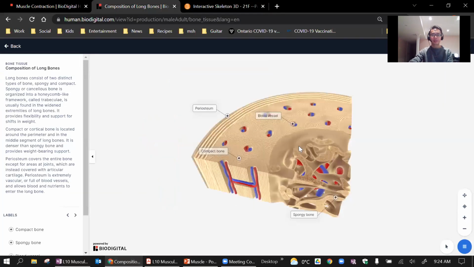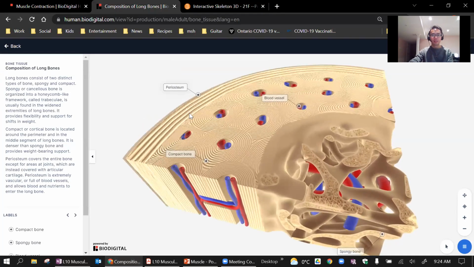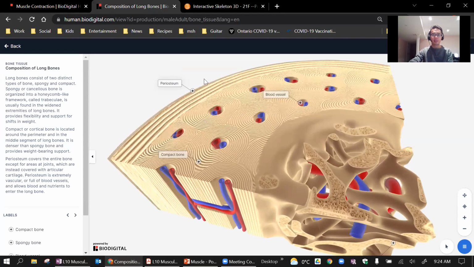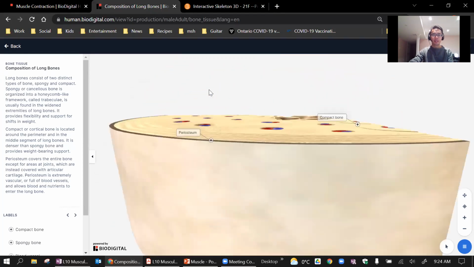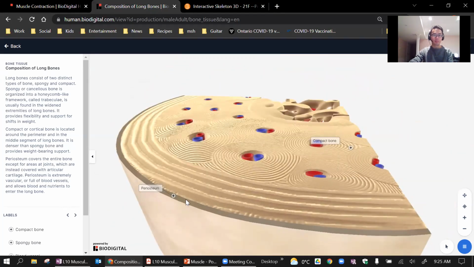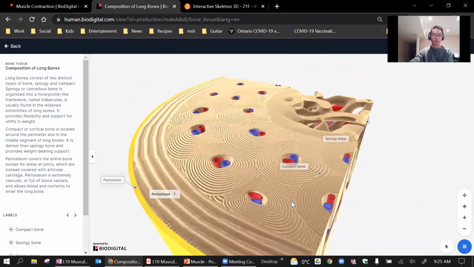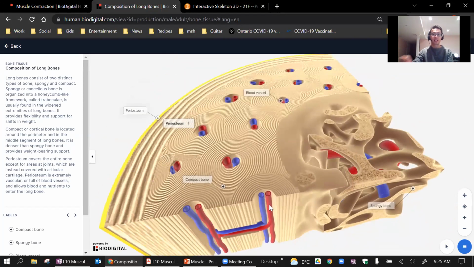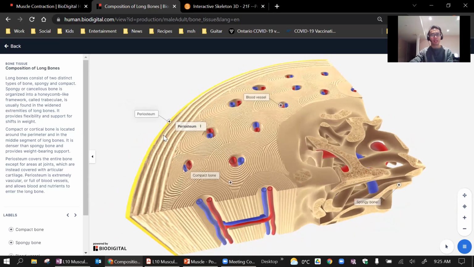Here is compact bone. You can see the periosteum on the outside. It covers the surface of the bone. It's quite thin, and it covers the surface of all bones. It provides attachment sites for tendons, and tendons connect muscle to bones. Blood vessels and nerves, if they need to go into the bone, connect with the periosteum.